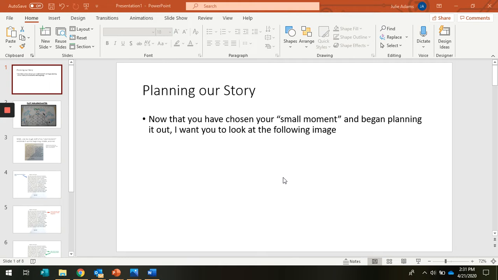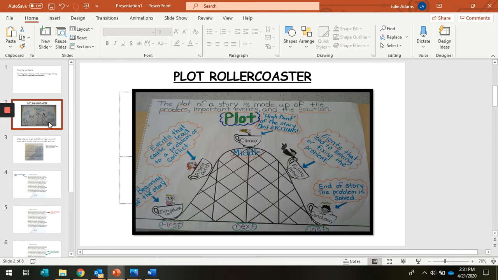Okay, so now that you've chosen your small moments, I want you to begin planning your story. We're going to do it a little bit more specifically using my rough draft of Naked in the Snow, if you remember that from last week. So I want you to take a look at this image. This is called a plot roller coaster.